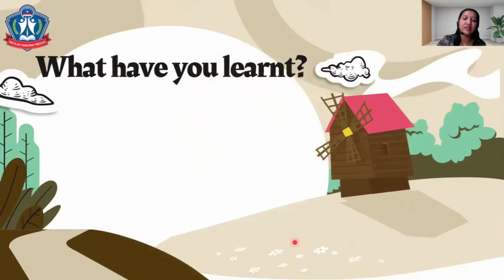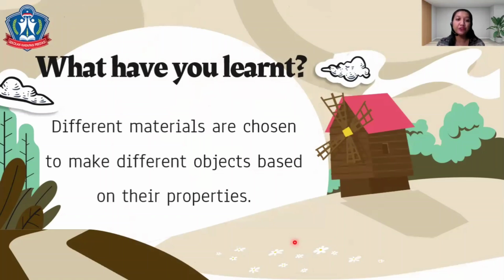Now friends, let's recap what you have learned from this video. Different materials are chosen to make different objects based on their properties. So, is it clear, friends, for the explanation today?